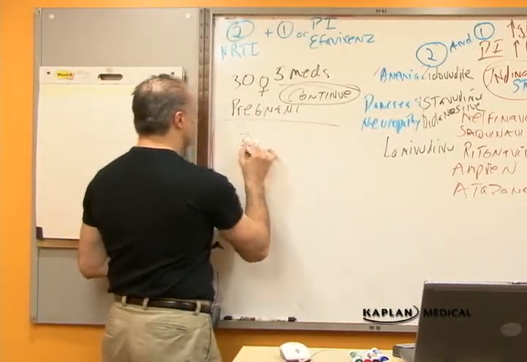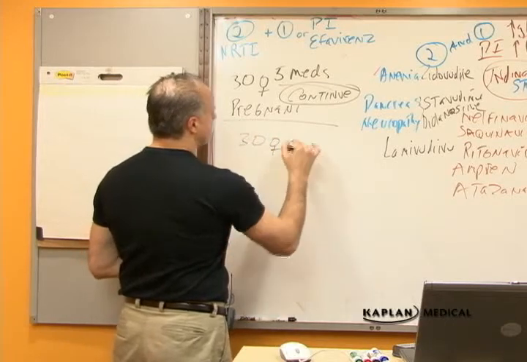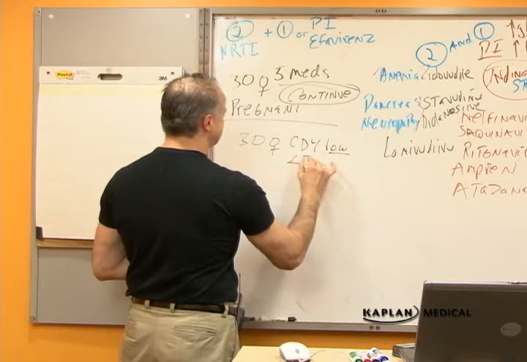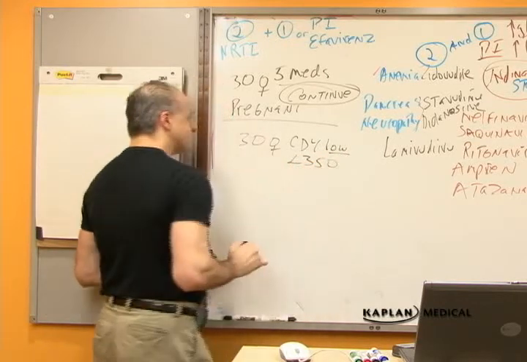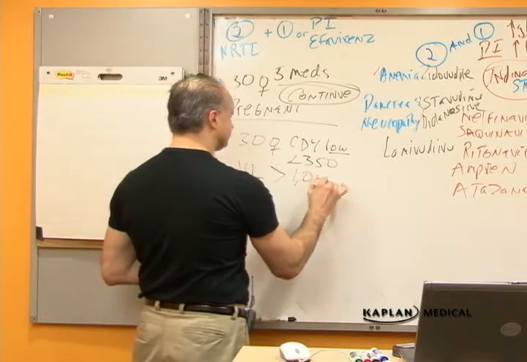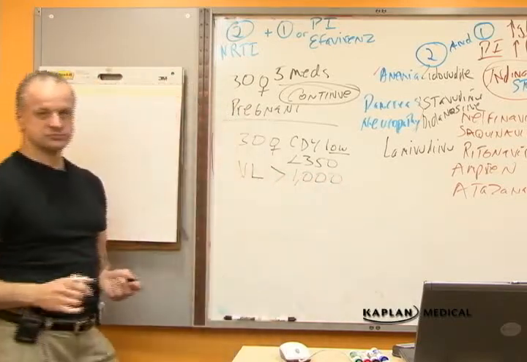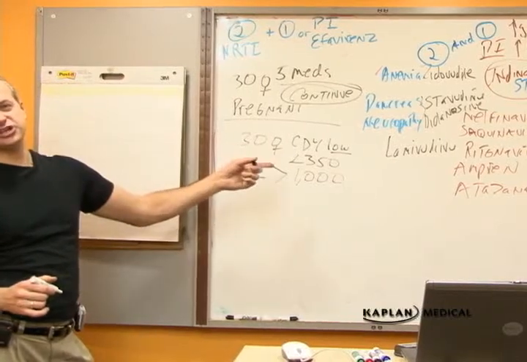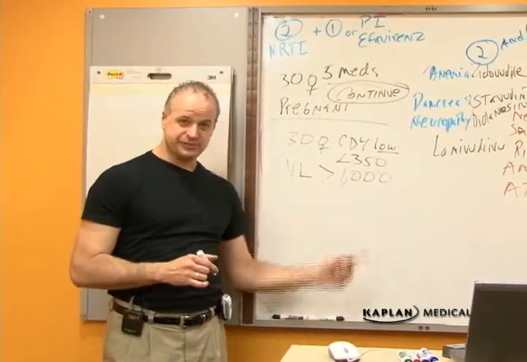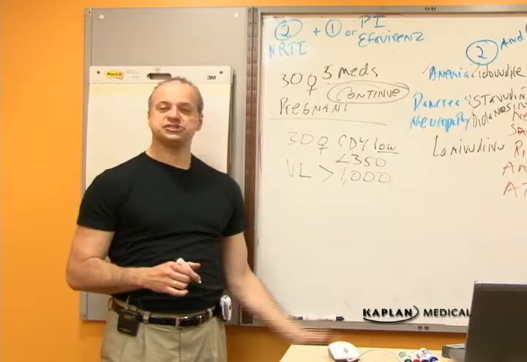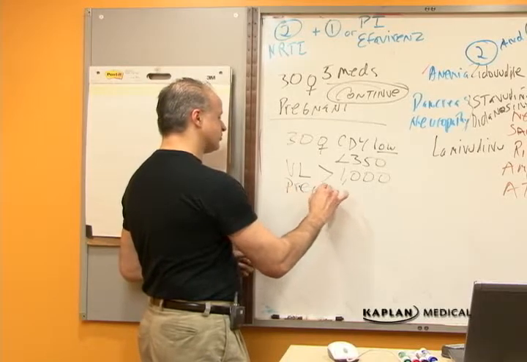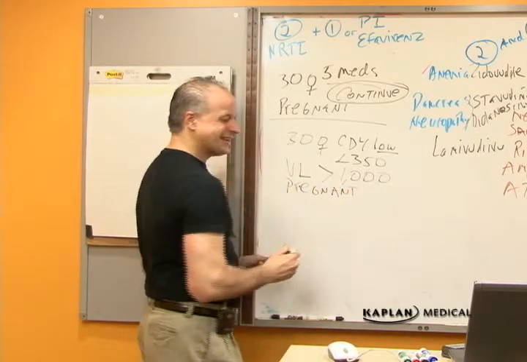Next case, 30-year-old woman who's got a T cell count that's low. Low means in this case less than 350. Or a viral load that is greater than 1,000. T cells that are low, viral load is high. A high viral load in pregnancy means above 1,000. What would you do for the pregnant woman?